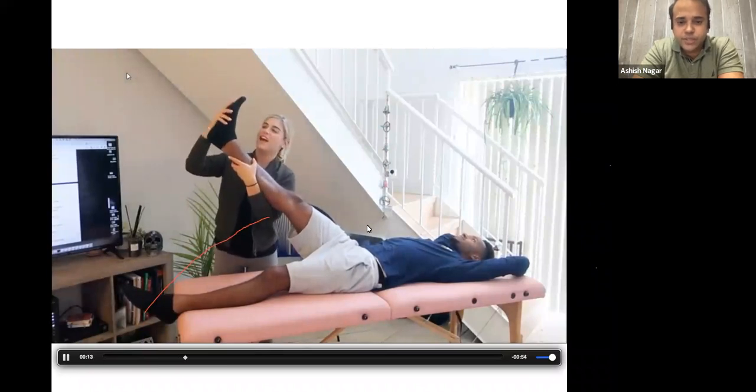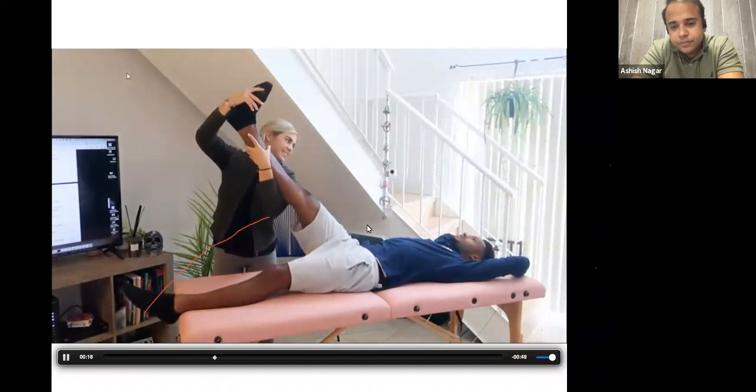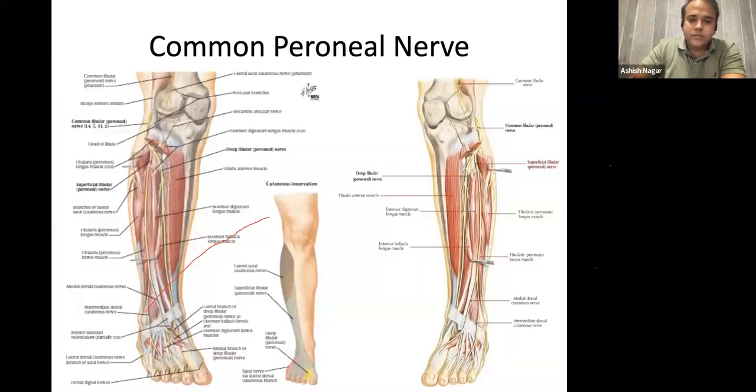This is not a great video, but just for understanding purpose. Yeah, I'll stop it there. And then we come to the common peroneal nerve. So common peroneal nerve, it comes into the anterior compartment. It supplies the lateral and anterior compartment of the leg. It winds around the head of the fibula, and बाकी आगे जाके it divides into the medial and the lateral branches.